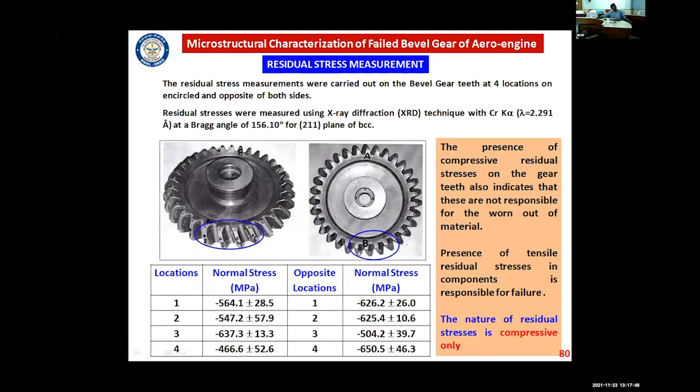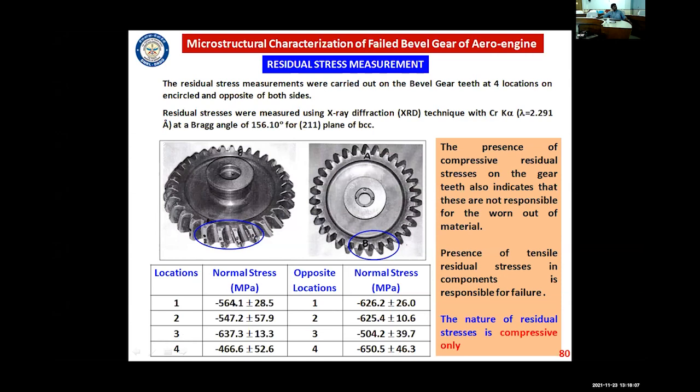Actually, we have also measured the residual stress on the teeth. In this direction we have selected 4 locations, and here also we have done 4 locations. You can see we used the X-ray diffraction technique with chromium K-alpha, wavelength 2.291, at a Bragg angle of about 156 degrees, for the 2-1-1 plane.